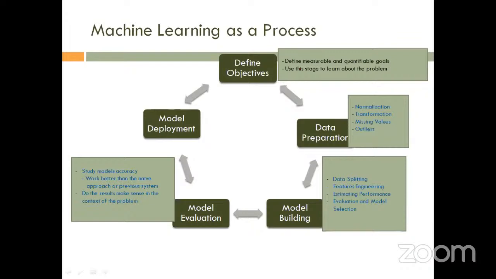I think you have done these things in parts, because these are all done in statistics. That is why machine learning is always a part of statistics. In model evaluation, study the model accuracy and whether it works better than the naive approach or the previous system. Do the results make sense in the context of the problem? Then further we have model deployment. You have actually done single steps every time: either normalization or transformation, or you might have handled the missing values, split the data, and so on.